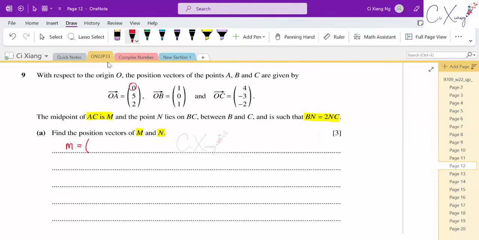So I will take the x for A and also the x for C, where I'm having 0 plus 4 divided by 2. And then the y coordinate will be 5 plus negative 3 divided by 2. And also 2 plus negative 2 divided by 2. And from here, I can get the coordinate for the point M very easily. And I will get 2, 1, and 0. Therefore, I can straight away change the coordinate M become the vector form, which is the position vector of M, OM. So the OM will be 2i plus j.